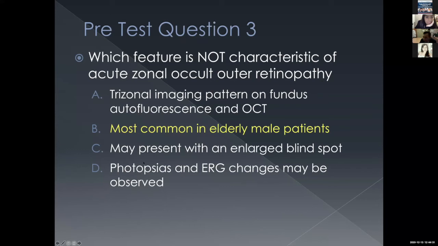So that's basically everybody on this call. We're kind of a risk group for that. So in these other features, some of these are actually relatively new, especially with regards to some of the imaging characteristics, including trizonal imaging, which was recently reported. Enlarged blind spot, it does fall in these big blind spot type syndromes.